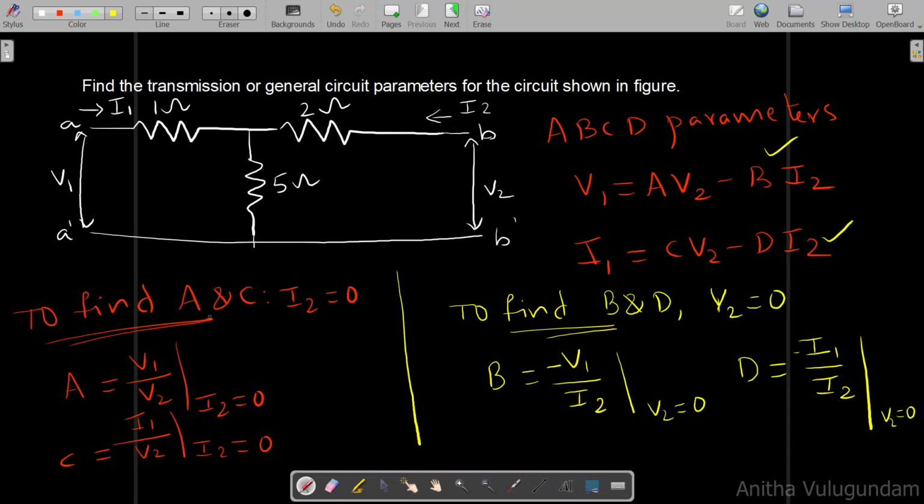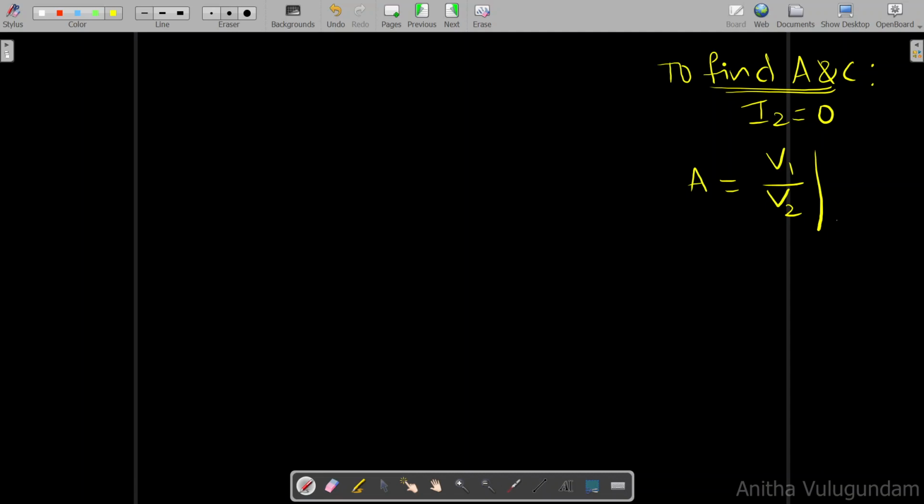For finding A and C, we'll redraw the circuit. For finding B and D, we'll redraw the circuit. So first, to find A and C, I2 equal to 0, A equal to V1 by V2 when I2 equal to 0, C equal to I1 by V2 when I2 equal to 0. Let me draw the figure.